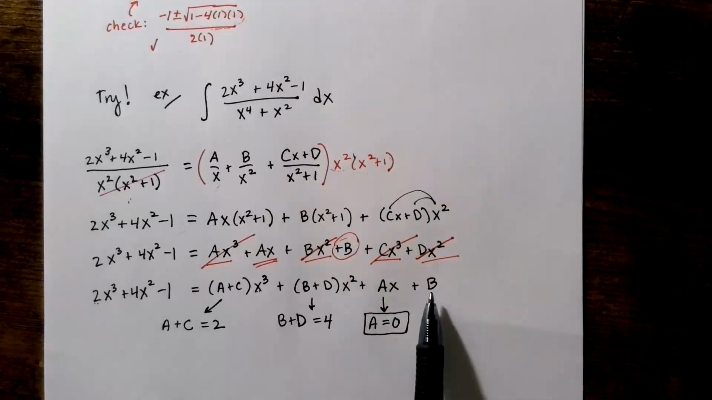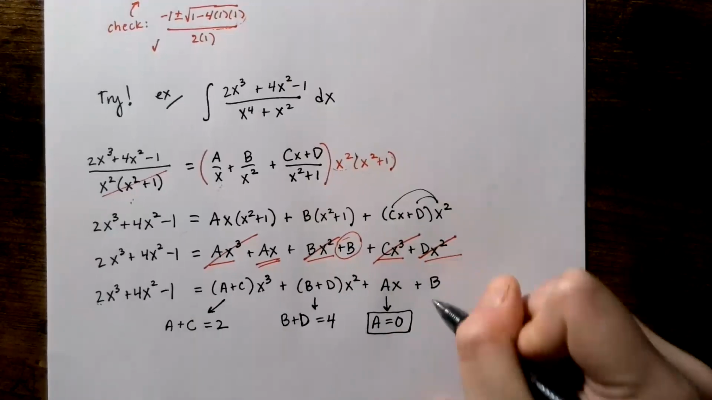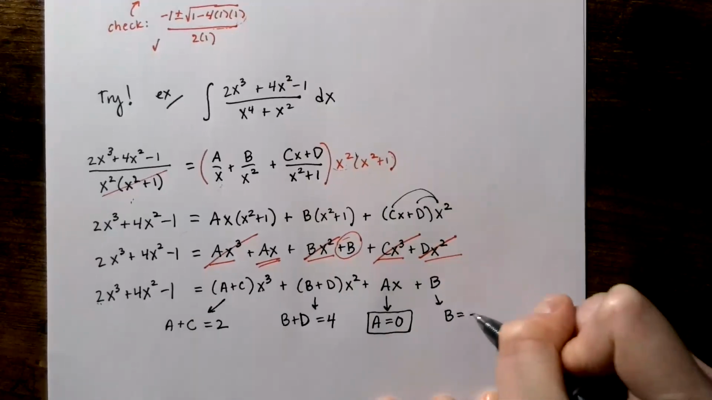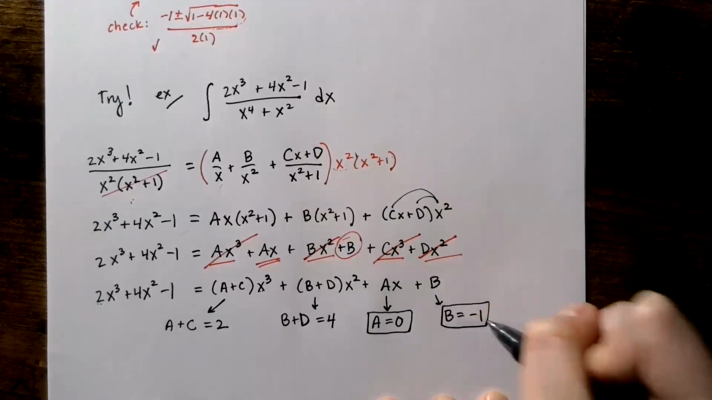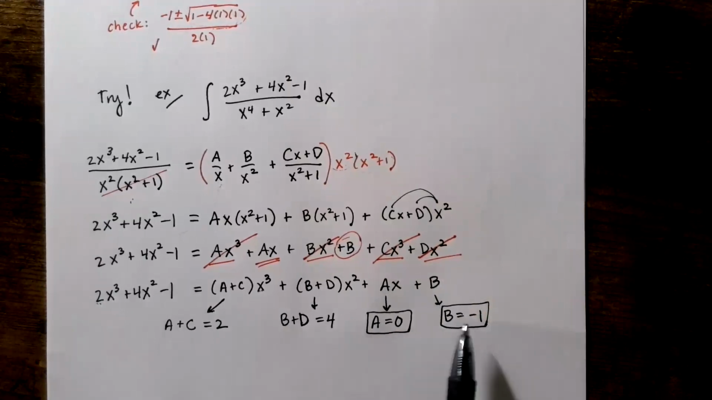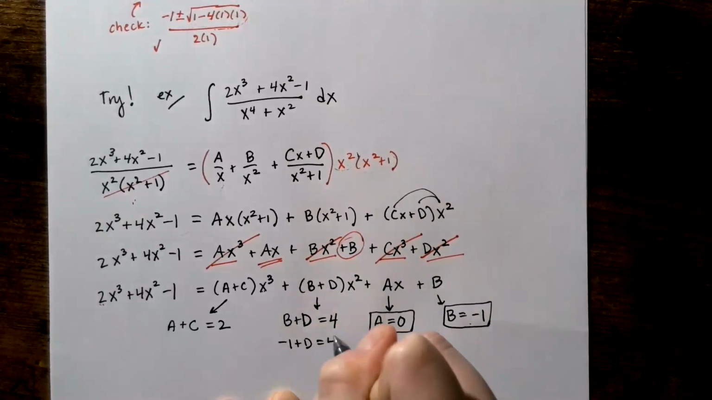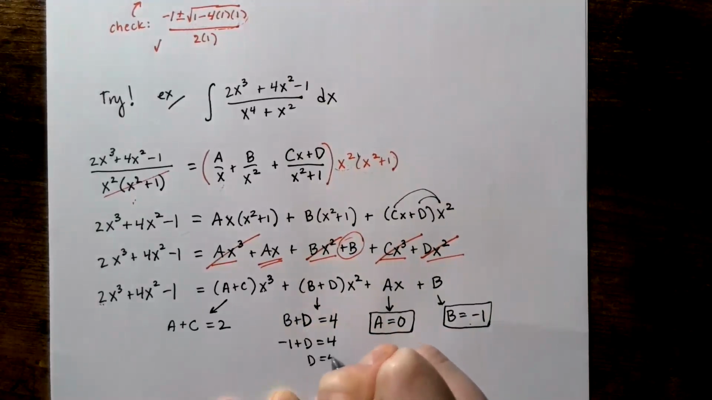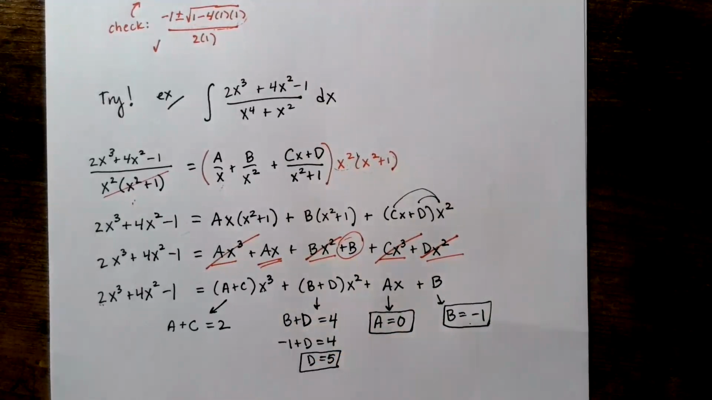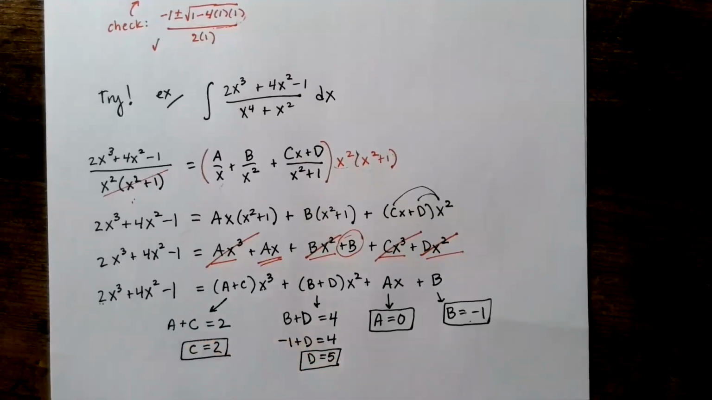Something similar happens with the b. So the b is the constant term. It's a -1 over here. So right away, we say, oh, well, b must equal that -1. 2 of them are solved for. So I can come back to this one and say, oh, well, I know b is -1. So I'll plug that in, and I can solve for d. D is 5. And then I can come over to the far left one and say, oh, well, I know that a is 0. So c must equal 2. And I have all 4 of my letters.